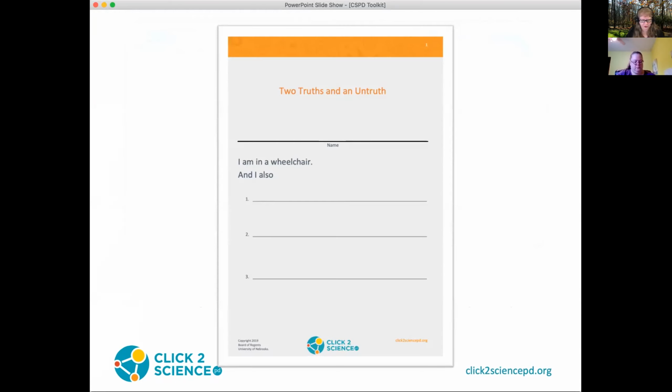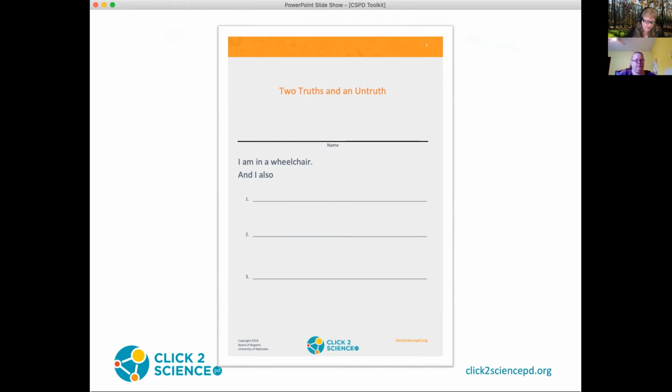In the icebreaker, each person uses this handout to introduce themselves as they mingle in person or in a breakout room on Zoom. The challenge is to think about which of your interests you could continue to pursue if you needed a wheelchair. And others try to guess which of the 3 items on your list are true and which one is not.